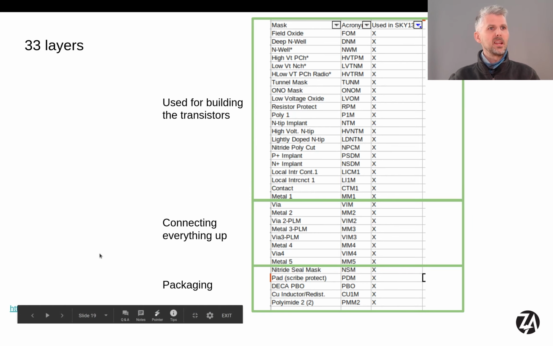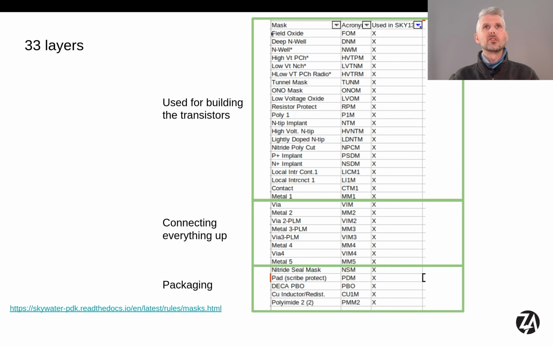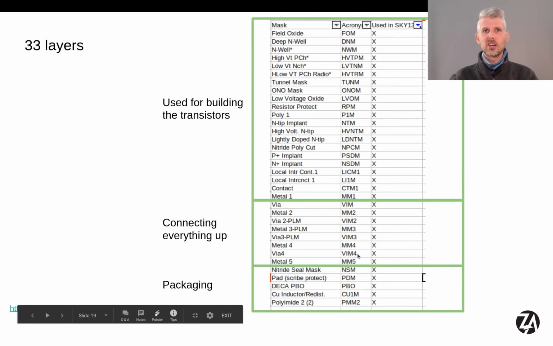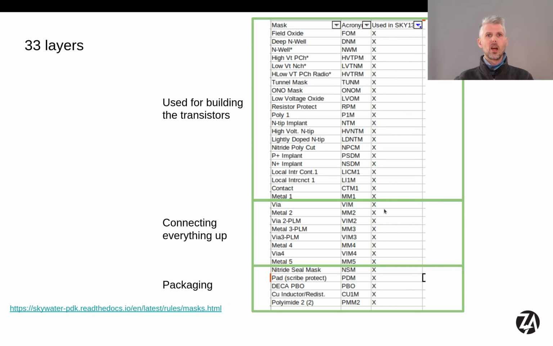This is from the PDK Read the Docs, and we've got 33 layers, and all these ones here are for that bottom set for the standard cells. This is used for connecting everything up, and then this is used for the packaging, which we'll get onto when we look at the SkyWater shuttle with eFabless.